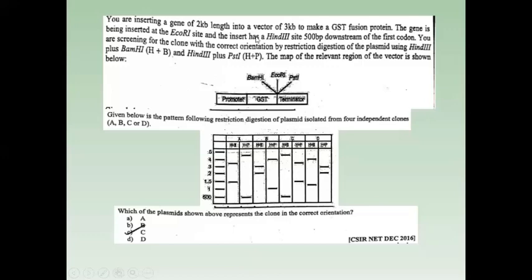And then there is a HindIII site which is 500 bp downstream of the first codon. Now we have to digest this using two enzymes, HindIII and BamHI, and HindIII and PstI. So in this, what fragments should you get? Here are some options given. Among these, which option is correct, in which we are getting the correct fragments?